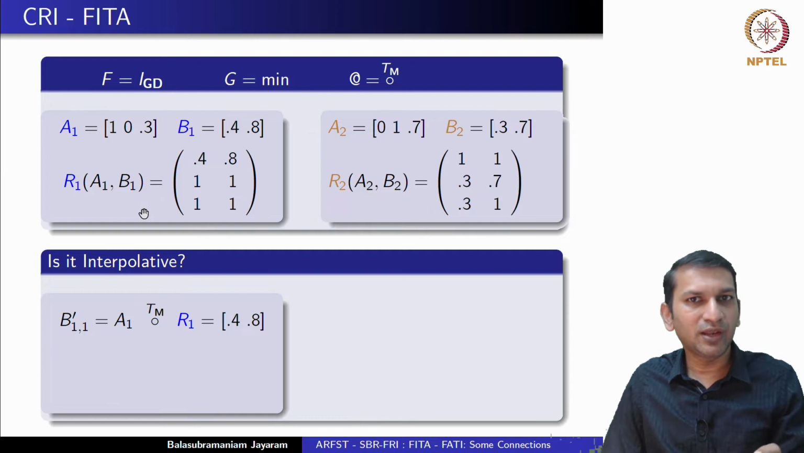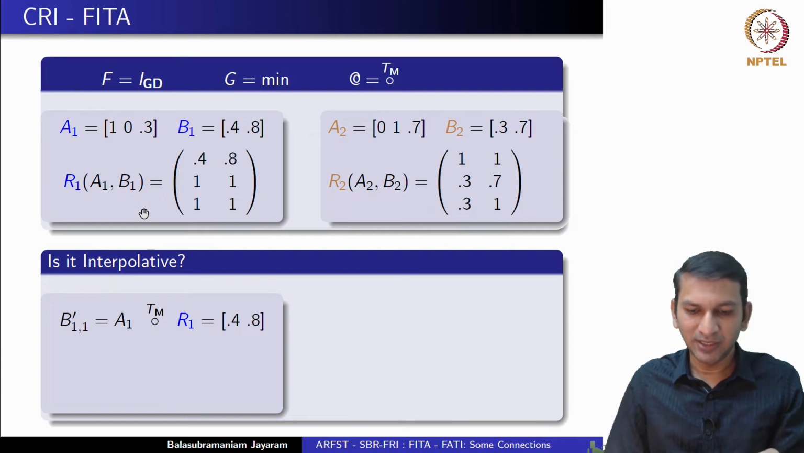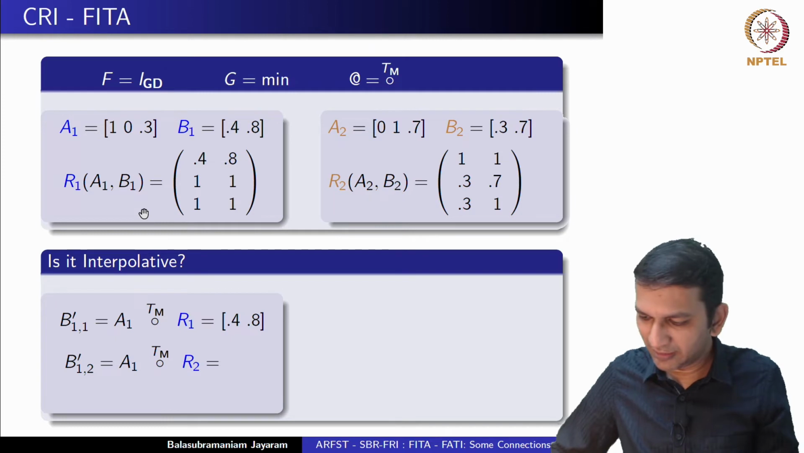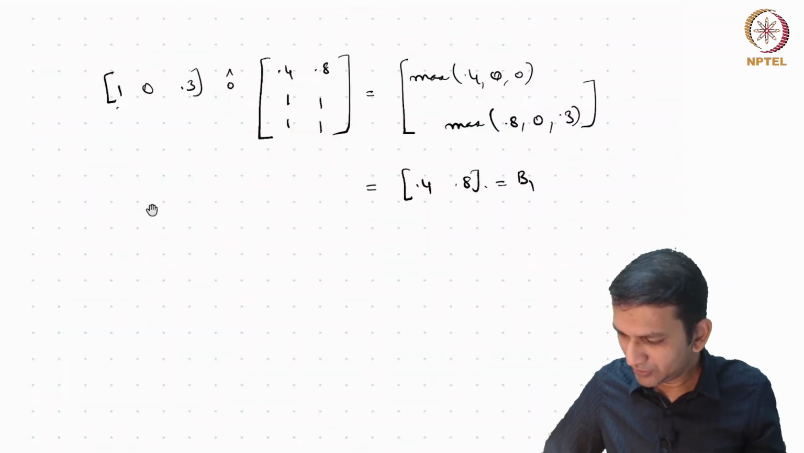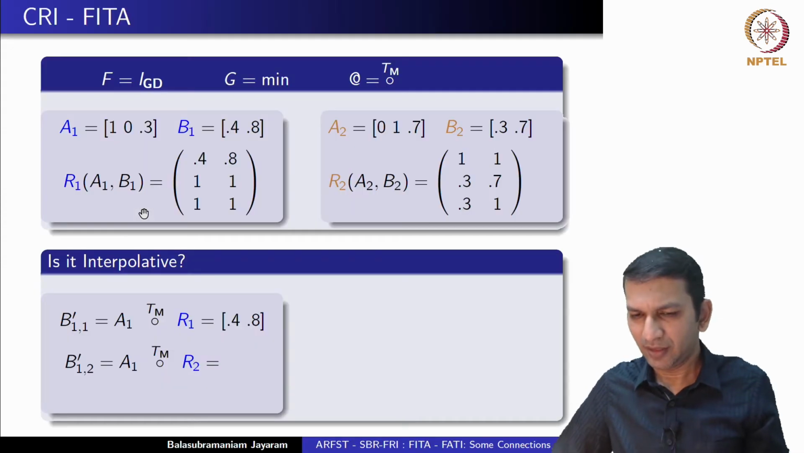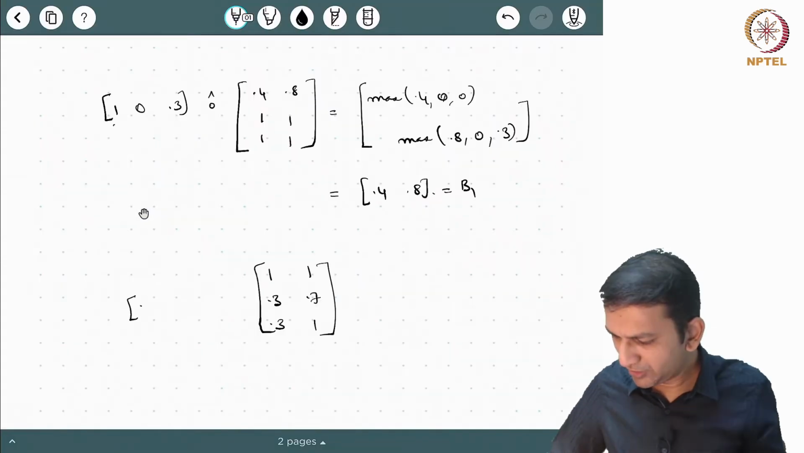So we see here A1 composed with R1 is B1. However, note we are looking at theta inference. That means A1 has to be composed with R1 to get B1 dash. Then A1 has to be composed with R2 also. So let's take the R2 relation, which is 1, 1, 0.3, 0.7, 0.3, 1. So now we are going to compose 1, 0, 0.3, sup-min.